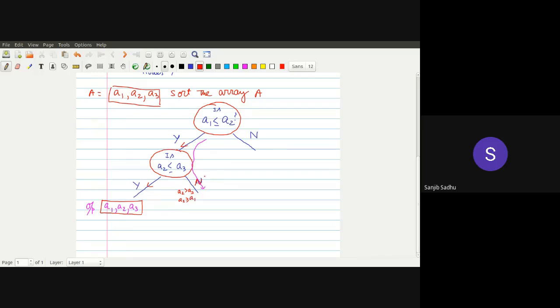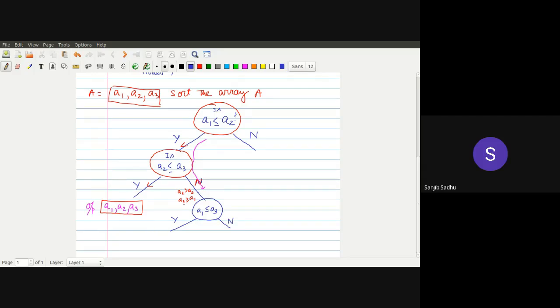So that means we need to compare now. We know that A2 is greater than both A3 and A1, but we do not know anything about A1 and A3, which one is greater. So what we shall do, we will compare A1 with A3. So here, yes and no.